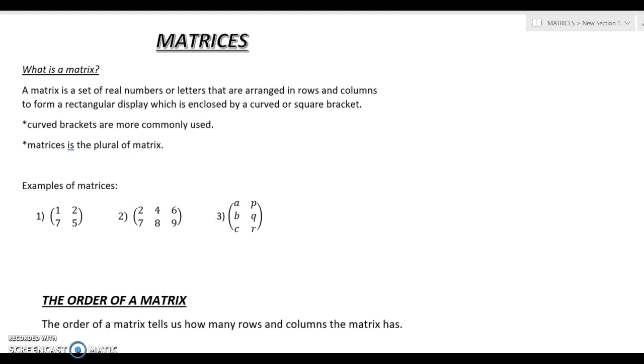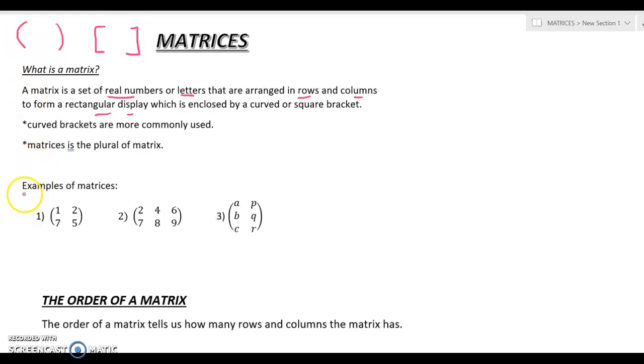All right, so first of all, what is a matrix? A matrix is a set of real numbers or letters that are arranged in rows and columns to form a rectangular display which is enclosed by a curved or square bracket. So they say curved bracket like that, or sometimes they use square brackets. Most commonly we use the curved brackets, right?